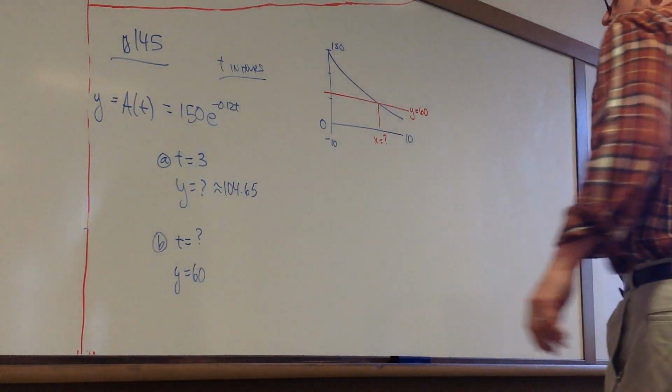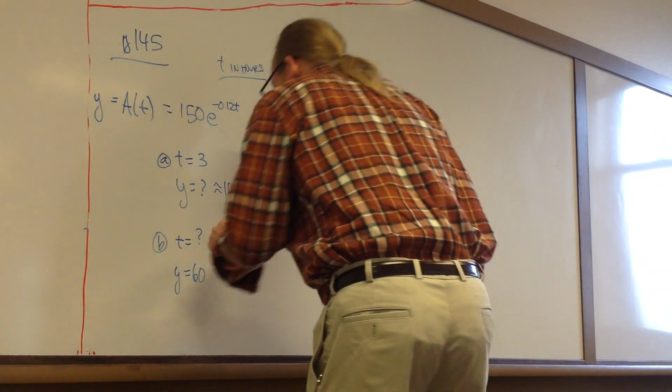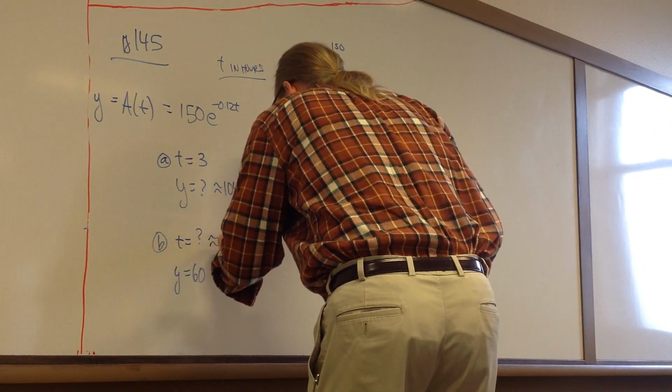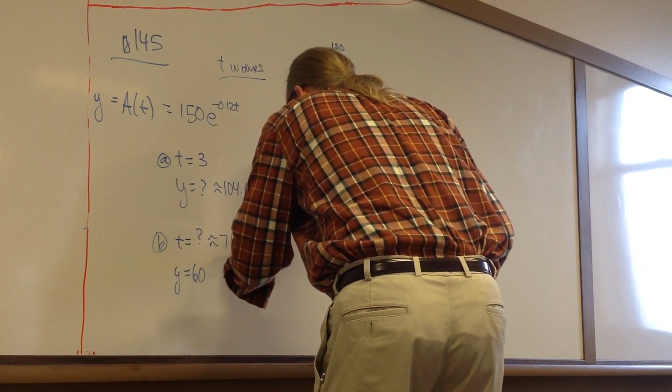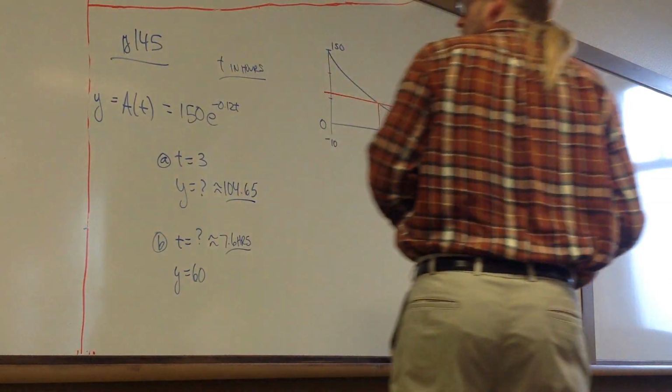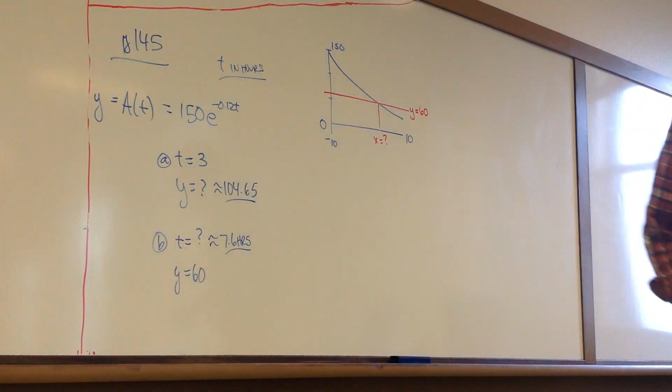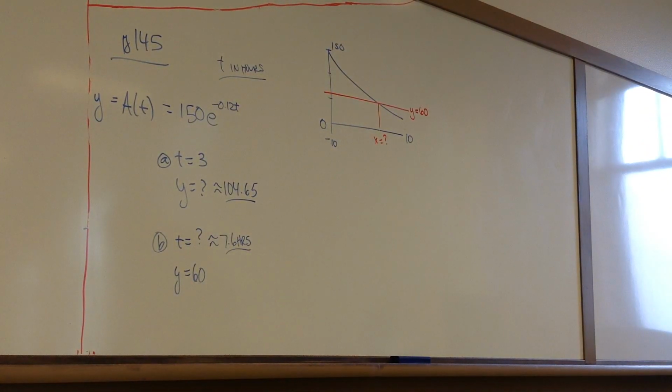And so we'll fill in the answer right here. T is approximately equal to 7.6 hours. Okay, so there's that first example on page 145. That's a negative exponential or an exponential tail application.